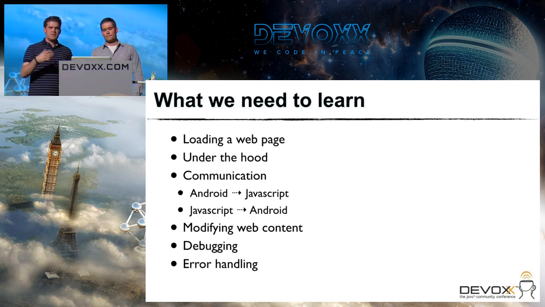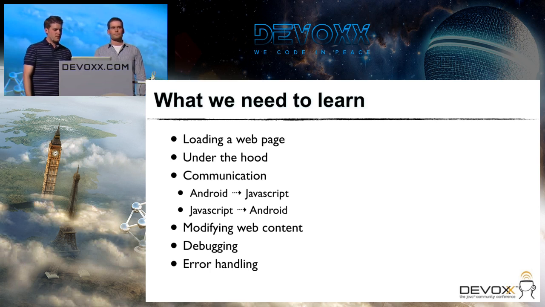And you never just want to show a static page. That's pretty boring, and we're here to have fun. So we have to talk about communication. We want to send messages from our Android app into JavaScript running in the web view, but also the other way back. We want our web page to be able to tell our Android app about things that have happened and so on.